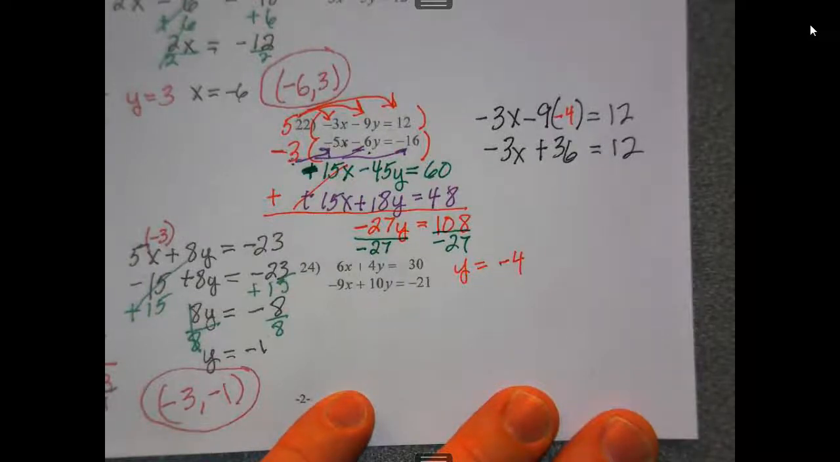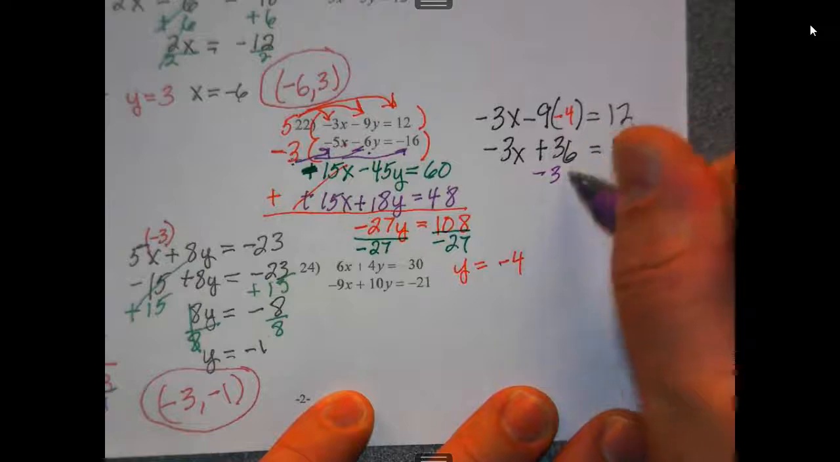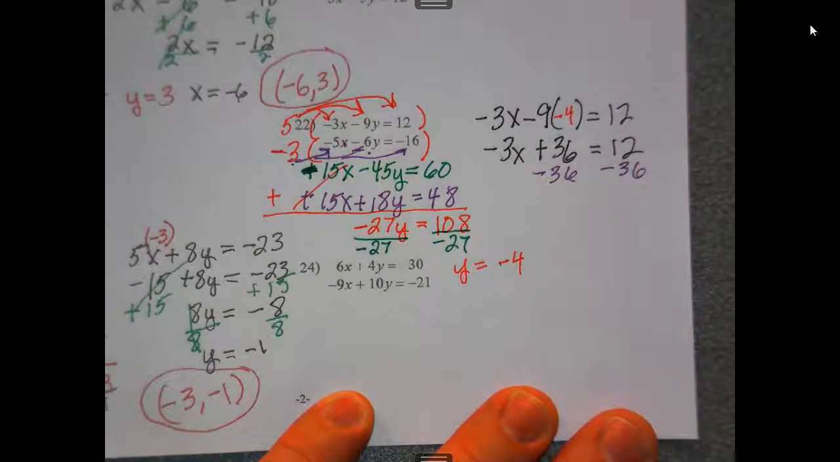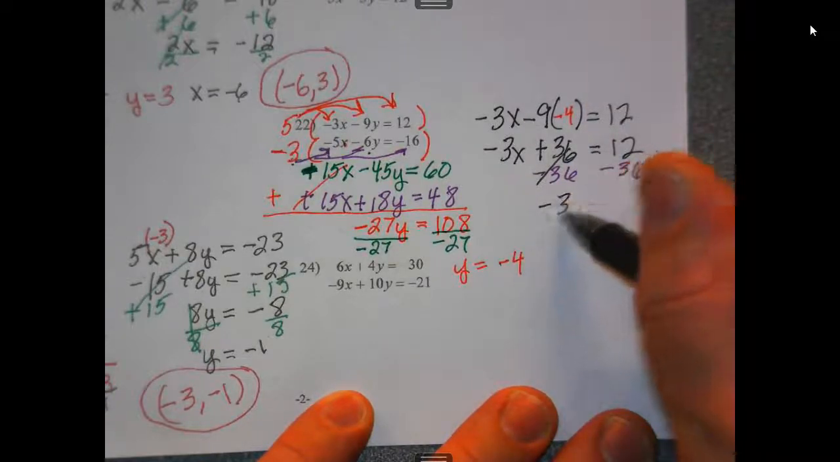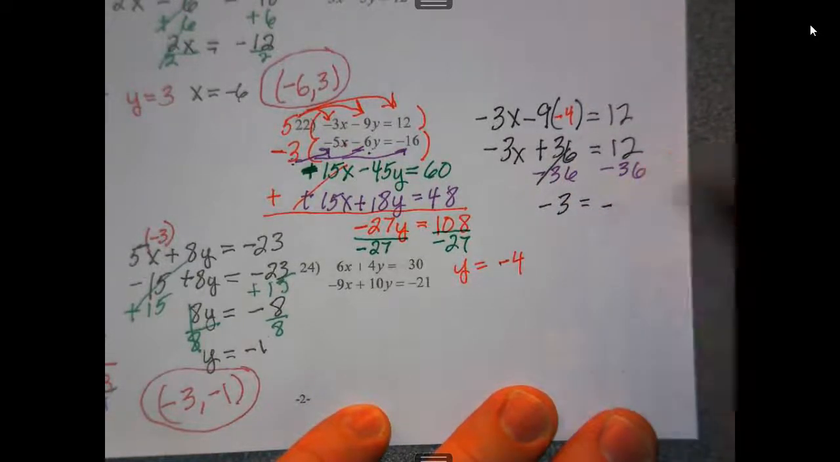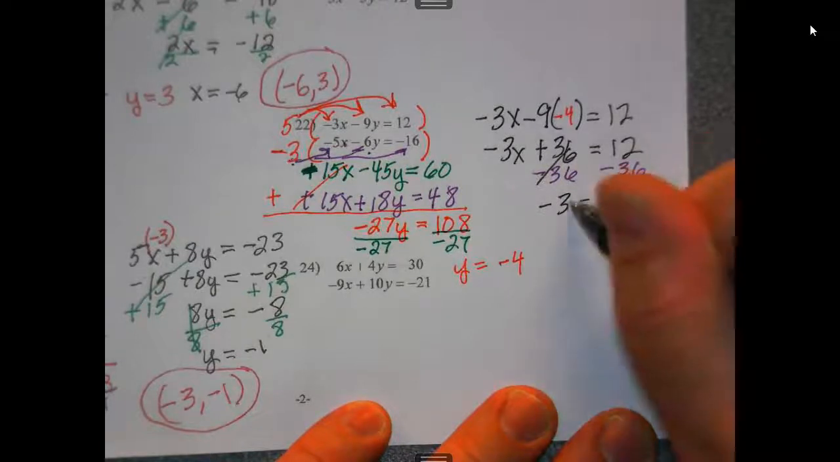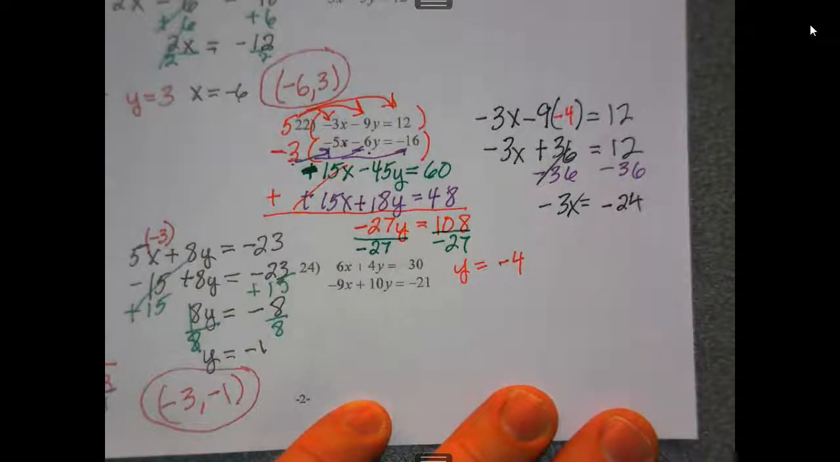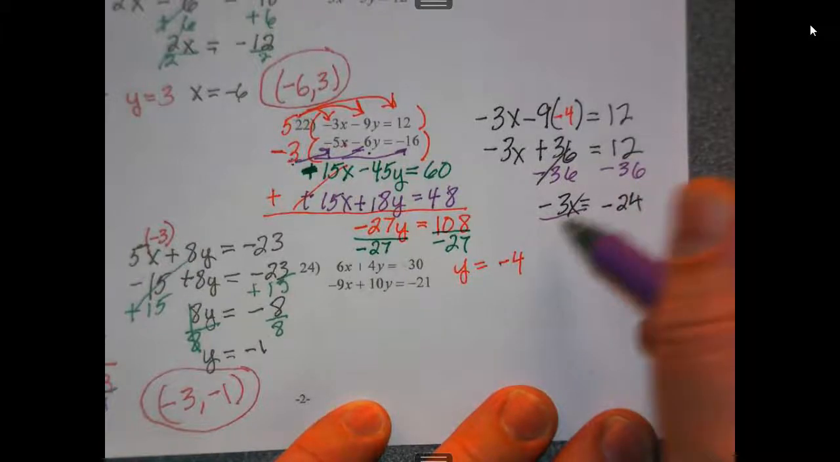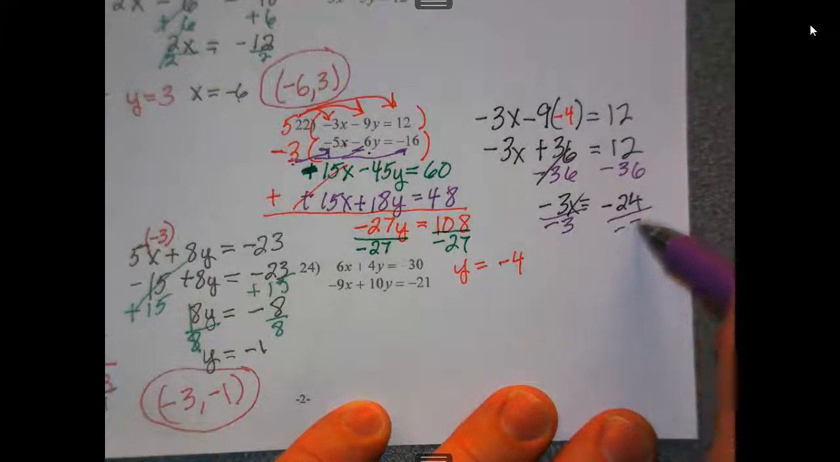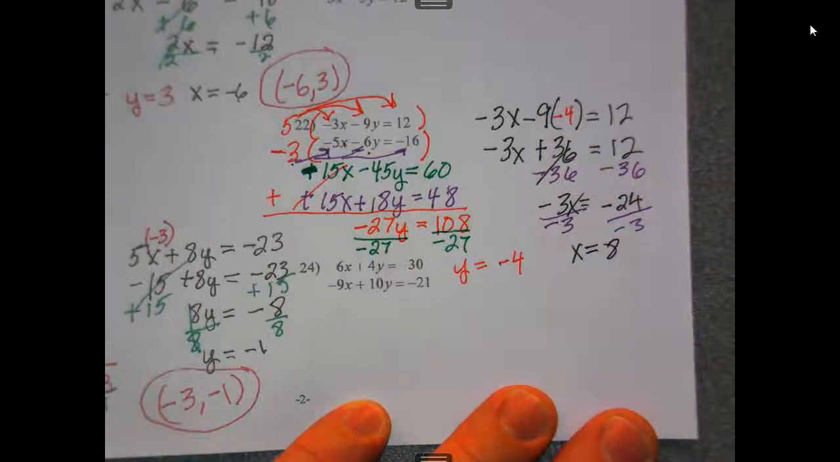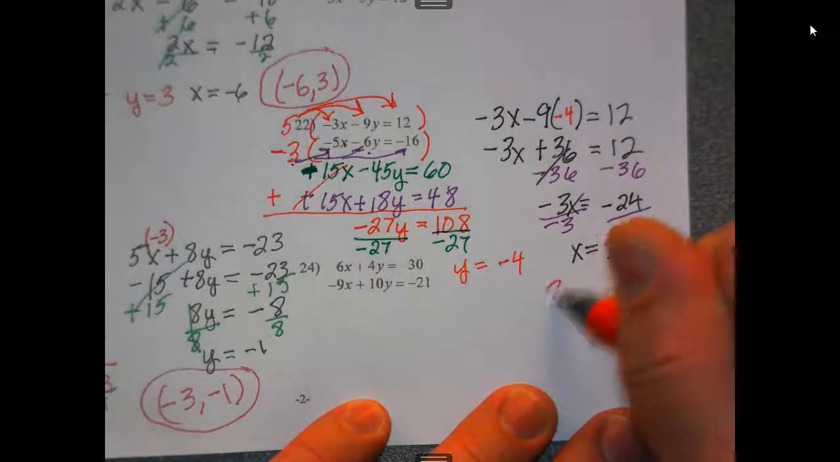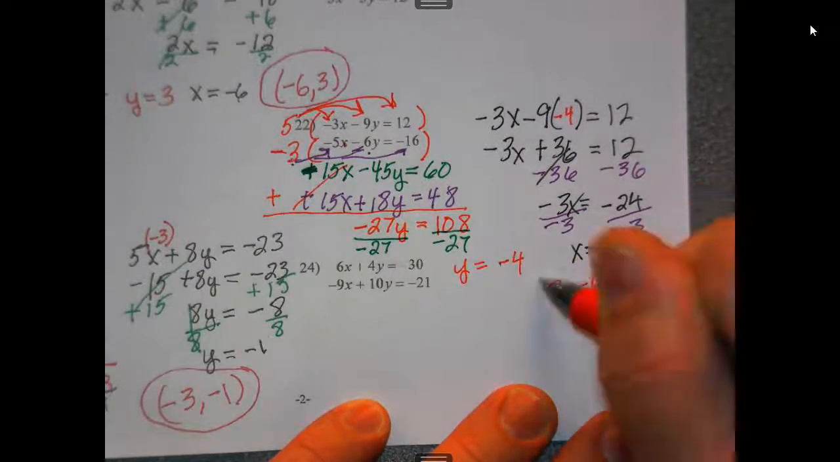Subtract 36 from both sides. I get -3x equals -24. Divide by -3. I get x is 8. So my answer is 8, -4.